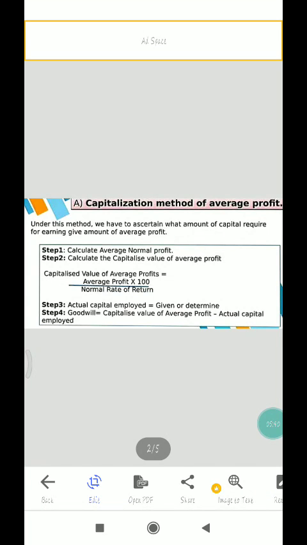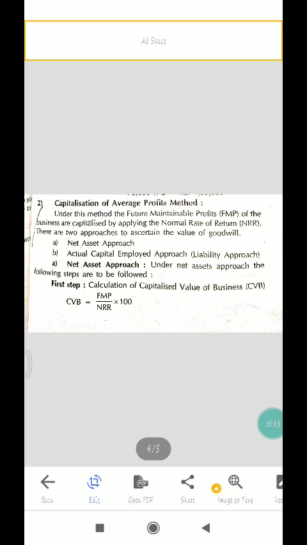Here it is clear. Then we will move on to the next. Capitalization of average profit method: under this method, the future maintainable profit of the business is capitalized by applying the normal rate of return. Here we calculate the capitalized amount on the basis of the normal rate of return. There are two approaches to ascertain the value of goodwill. The first approach is the net asset approach. The second approach is the liability approach, or actual capital employed approach.